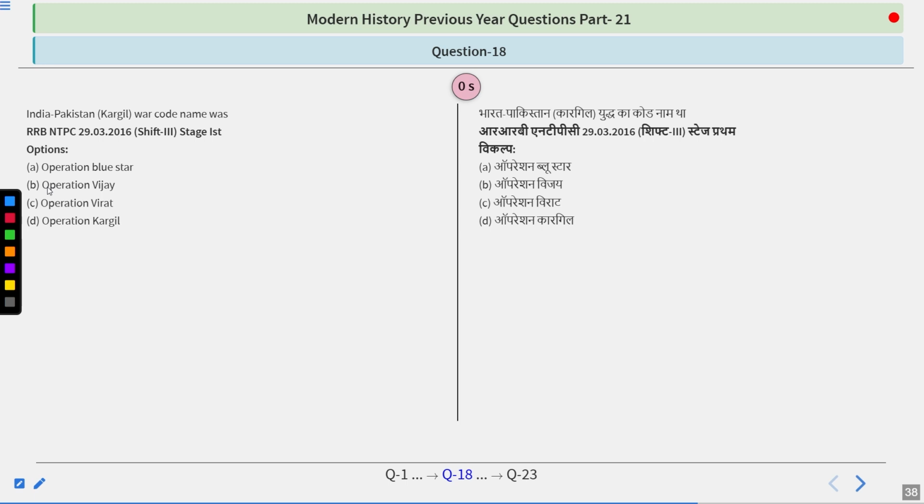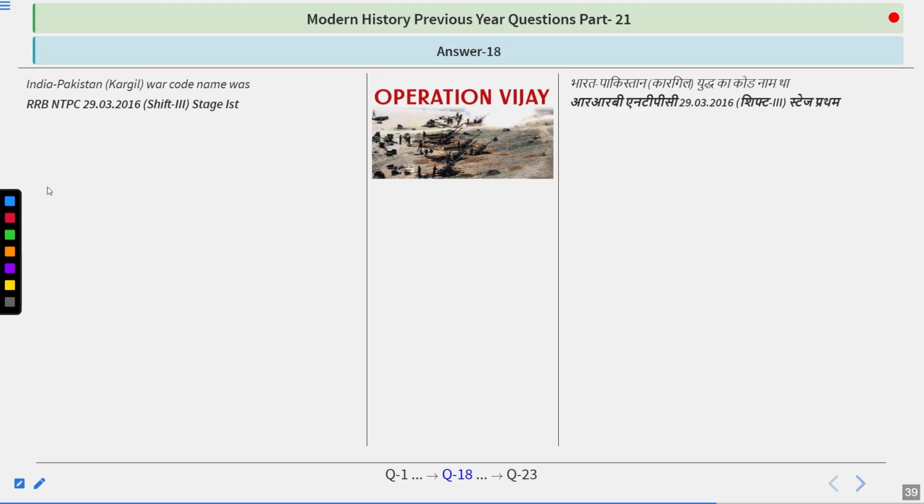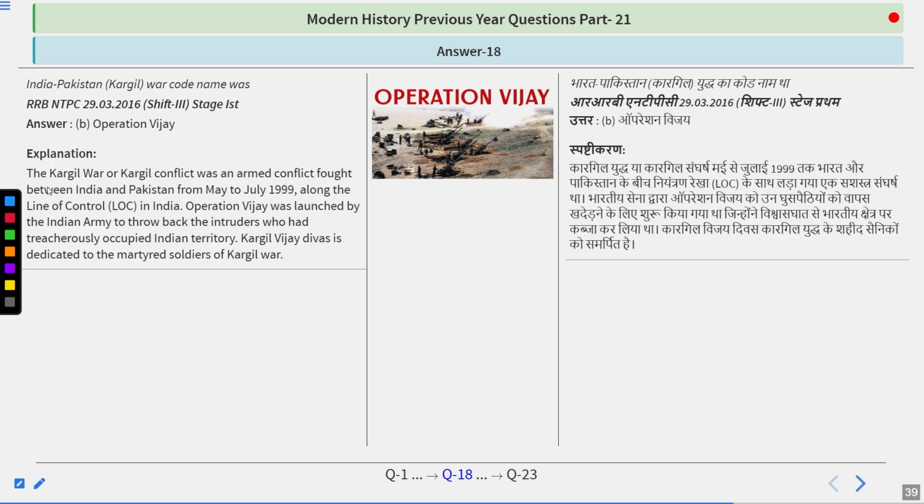And I guess the answer you are looking for is quite right, because the answer is Operation Vijay. So the Kargil War or Kargil conflict was an armed conflict fought between India and Pakistan from May to July 1999 along the line of control in India. Operation Vijay was launched by the Indian Army to throw back the intruders who had treacherously occupied Indian territory. Kargil Vijay Divas is dedicated to the martyr soldiers of the Kargil war. So remember, Operation Vijay is the code name of the operation related to the India-Pakistan Kargil war in the Dras sector of Ladakh.